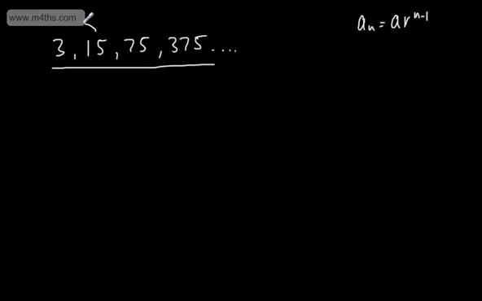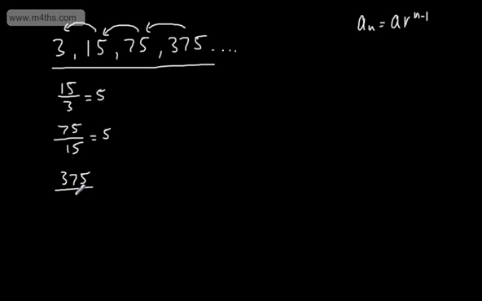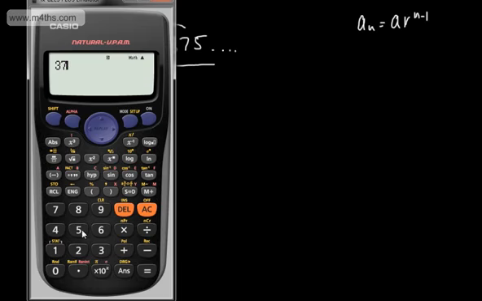Now if we look at this, if I divide 15 by 3, 15 divided by 3 is equal to 5. If I do 75 divided by 15, 75 over 15 is going to be equal to 5. If I do now 375 divided by 75, that too is going to give me 5. If you're unsure, just check it on a calculator. 375 divided by 75, that will now give us 5.